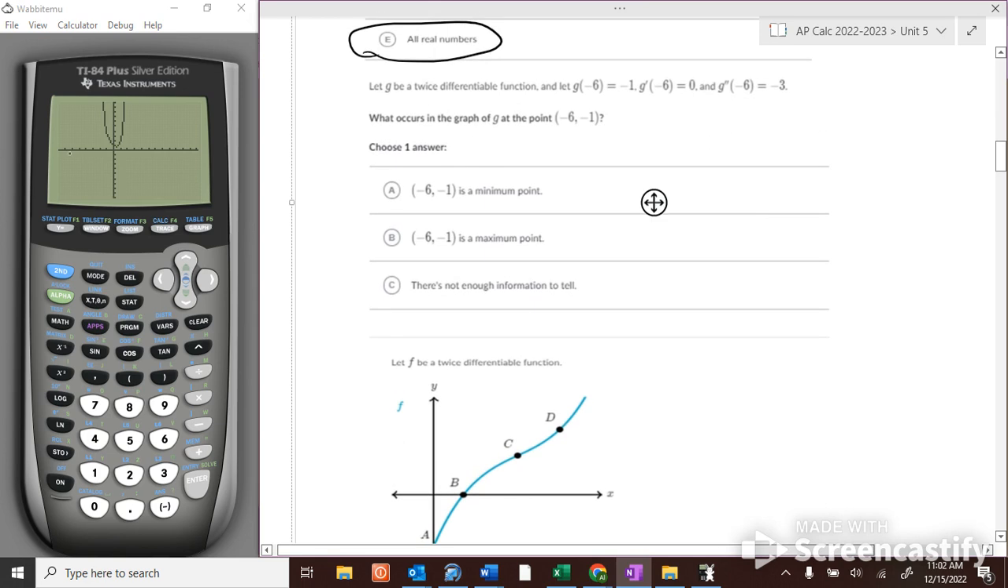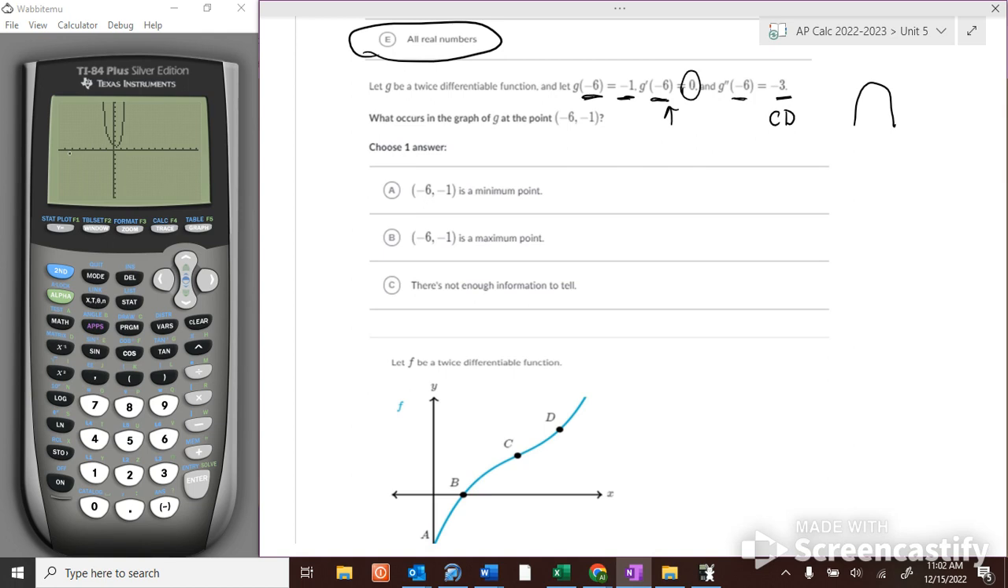All right, twice differentiable function. What can we say about the graph at -6, -1? Well, the value at -6 is -1. At -6, its slope is 0, so that means it's a minimum or a maximum at -6. At -6, the second derivative is -3, so that means it's concave down. If it's concave down, it looks like that. So because we know the slope is 0, we know that is a maximum point.